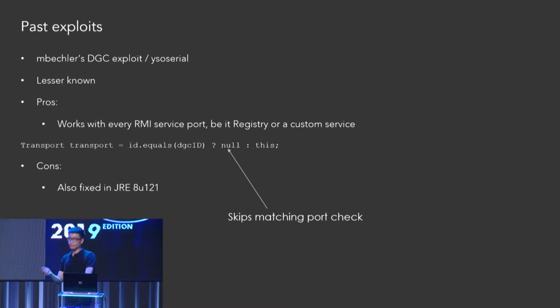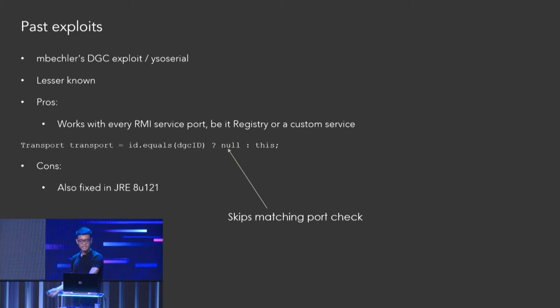This is lesser known than the registry exploit, but it is actually the better one because we can invoke this service from every port in the server application. If the code in the Java runtime compares whether the object ID is equal to the DGC ID, then it will set the transport to null, meaning it skips the transport check, so we can invoke it on any server port. And this is also fixed in 8u121.